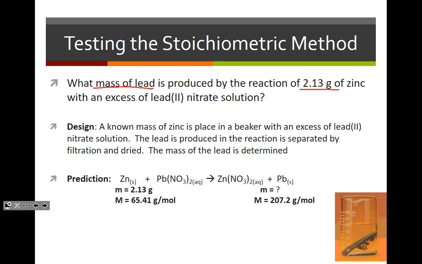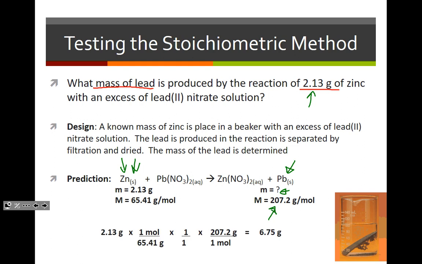We have a balanced equation, and now we're going to populate the equation. We have 2.13 grams of zinc, and we want to find out the precipitate. In this case, we're not finding the precipitate, we're just finding the amount of lead. We need to find the amount of lead that was produced, and here's your molar mass of lead. So with stoichiometry, we're going to start with what we have, multiply it by the molar mass so that the grams cancel out. In this case, it's pretty easy.